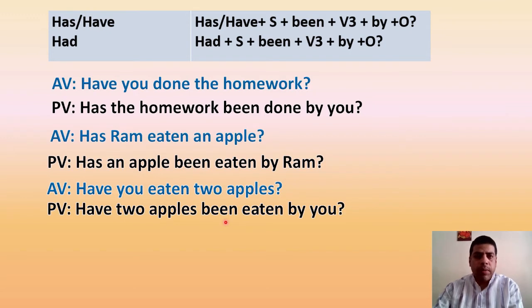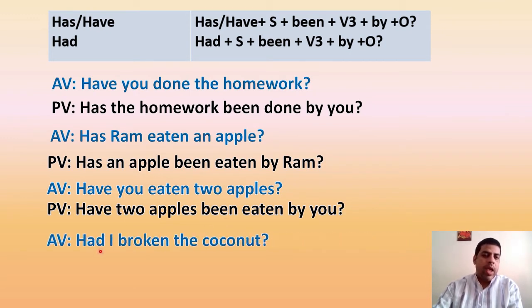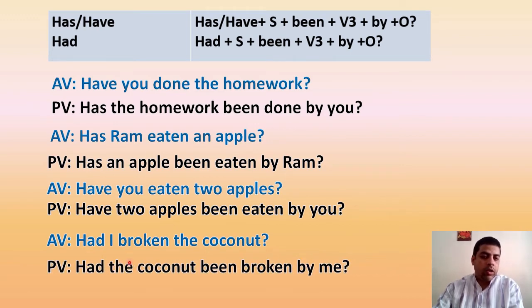Let's now look at one past perfect example. Had I broken the coconut? In this case, you need not worry about this auxiliary verb. Same auxiliary verb will continue. Only subject object will change, by preposition will be added. So the answer will be had the coconut been broken by me.